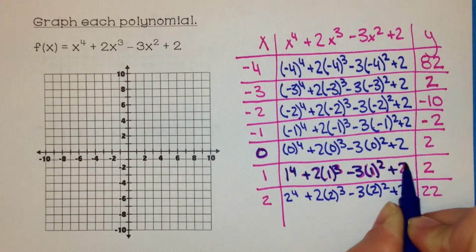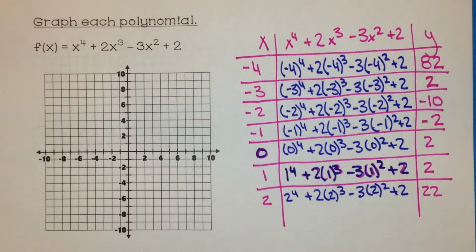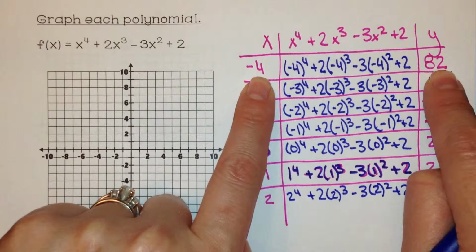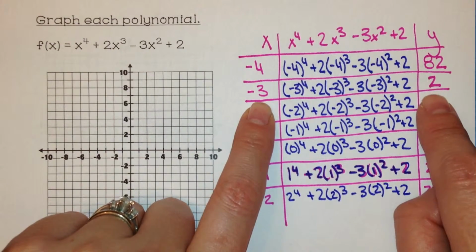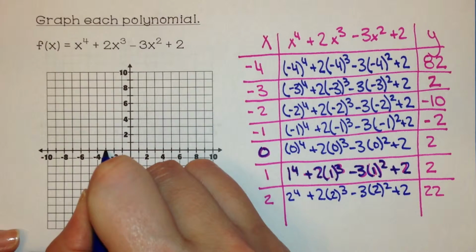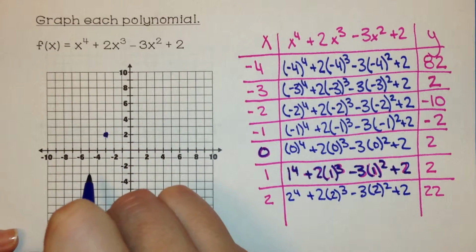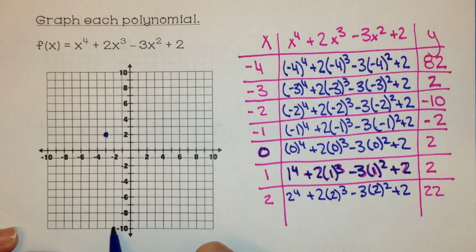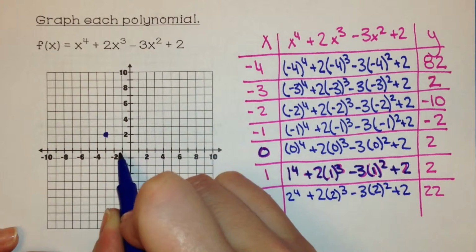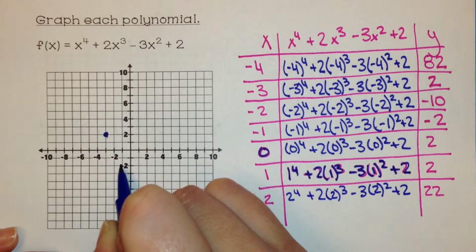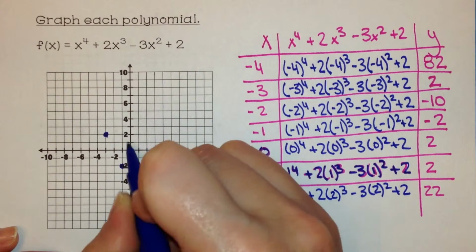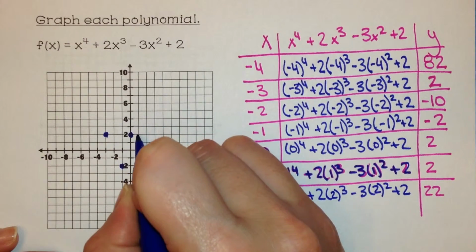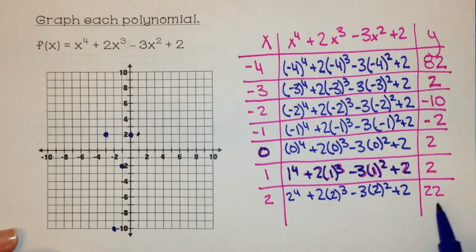So I'm just going to start graphing. Okay, so here's my coordinate pair. When x is -4, y is 82. Well, that goes way off, so I'm not going to graph that. But when x is -3, y is 2. When x is -2, y is -10. When x is -1, y is -2. When x is 0, y is 2. When x is 1, y is 2. And when x is 2, y is 22.